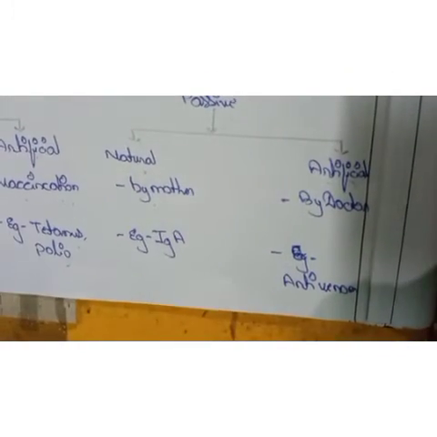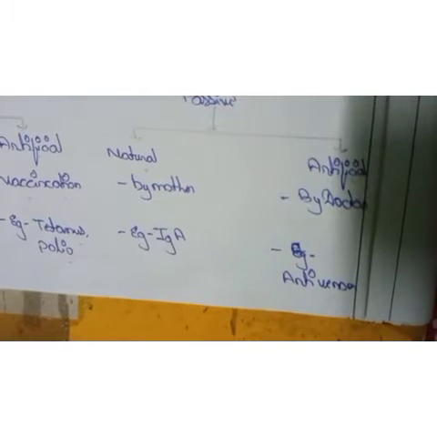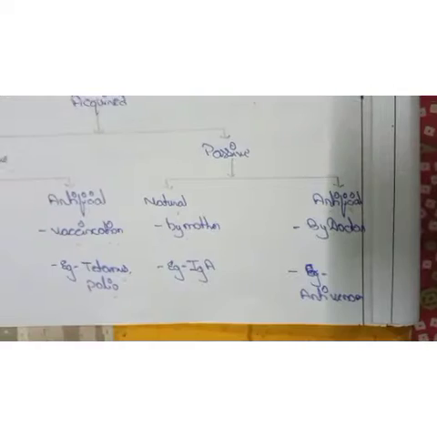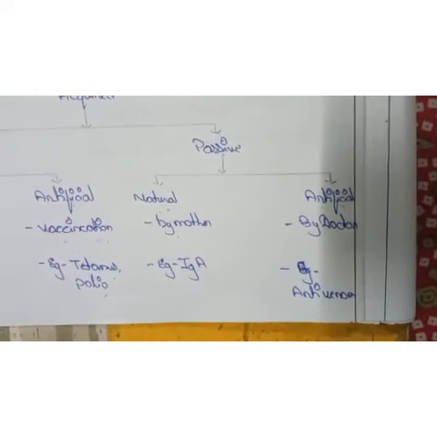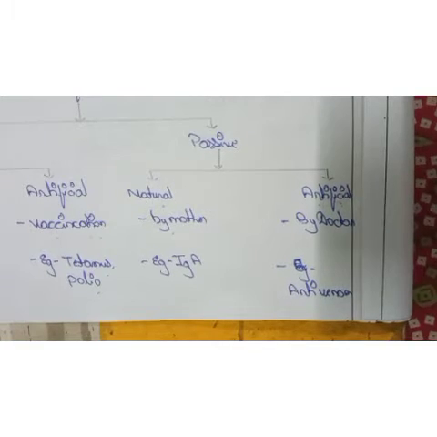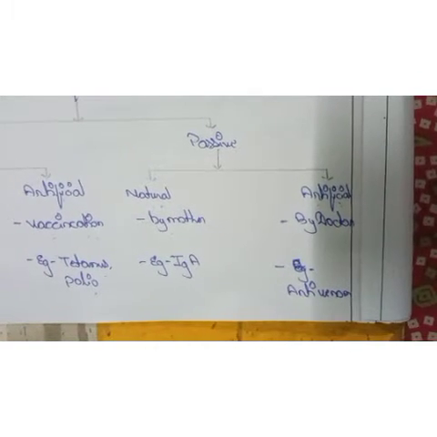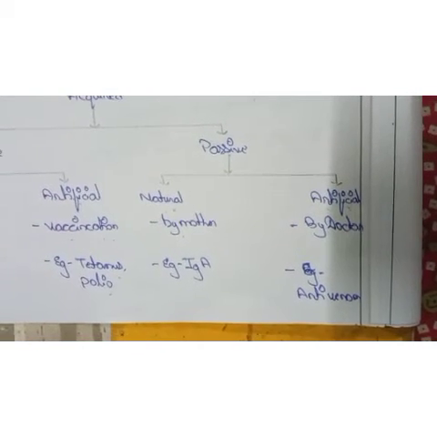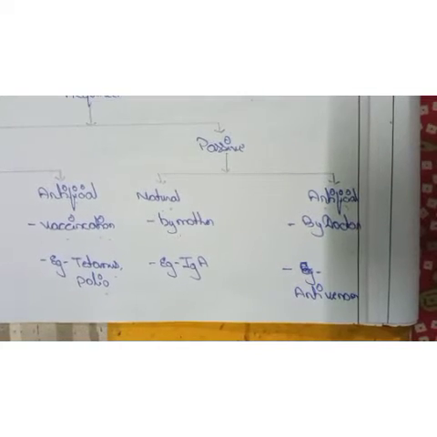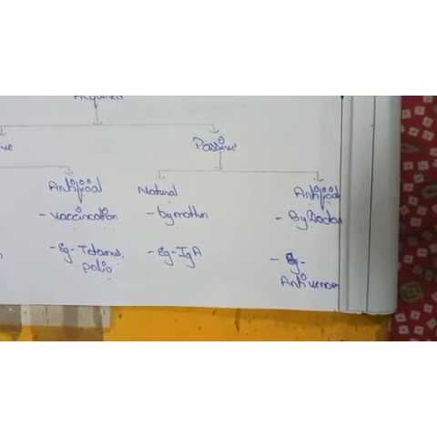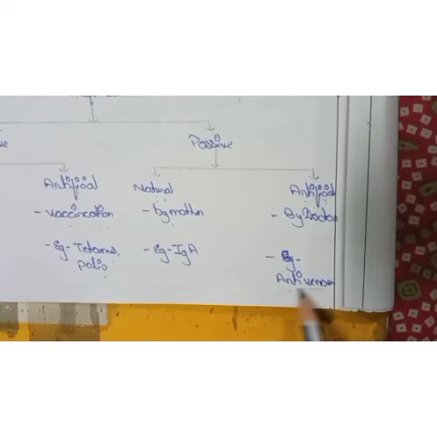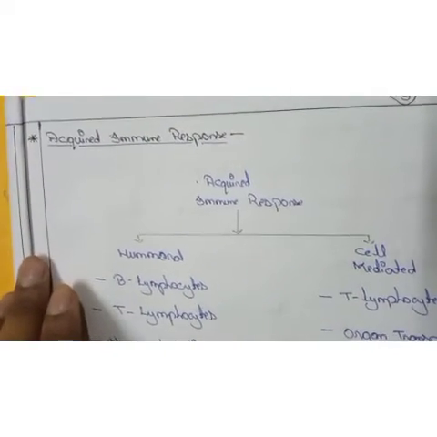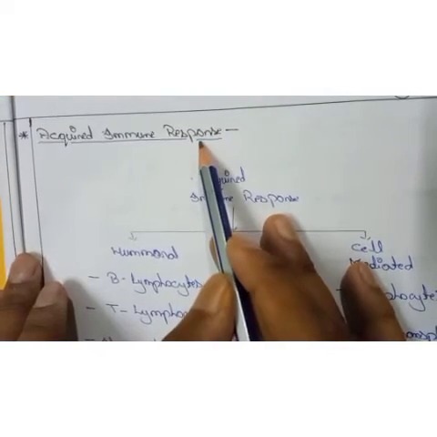If the immunity is not grown in the fetal stage of a baby, then artificial is by the doctor. When in the fetal stage the immunity is not given or not grown, the doctor can inject that immunity artificially, which is antiviral. So there is the acquired immunity response.